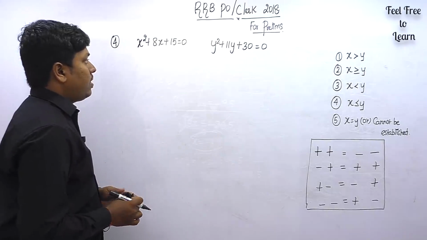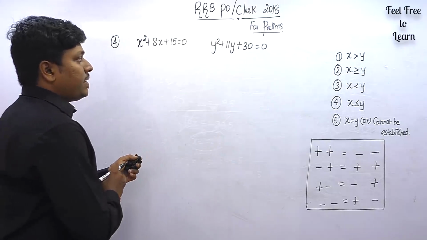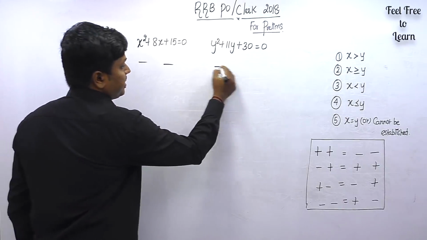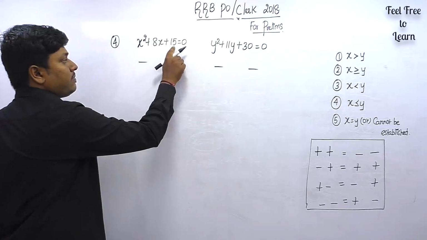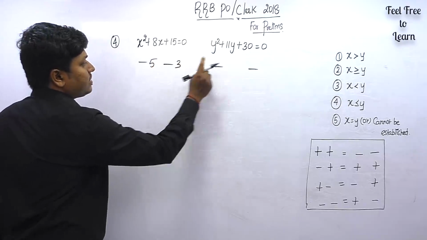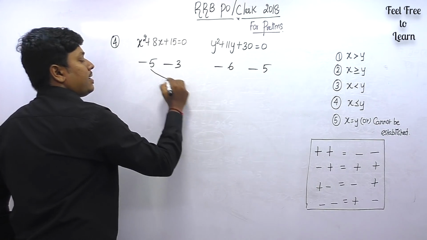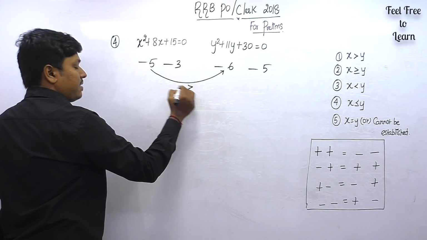Question number 4. x square plus 8x plus 15, y square plus 11y plus 30. Similarly, the signs are plus and plus, minus and minus. So 15: 5 threes are 15, so minus 5 and minus 3. 30: 6 fives are 30, so minus 6 and minus 5. While comparing, minus 5 and minus 6, minus 5 is greater than.